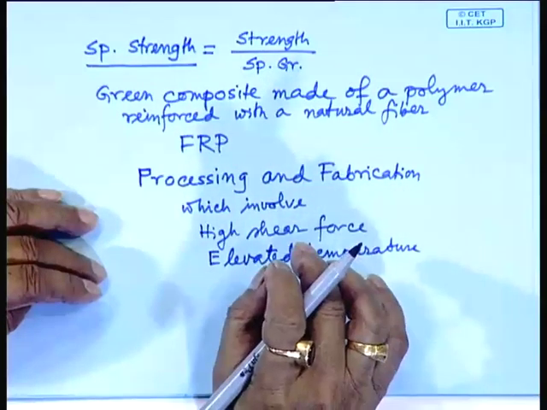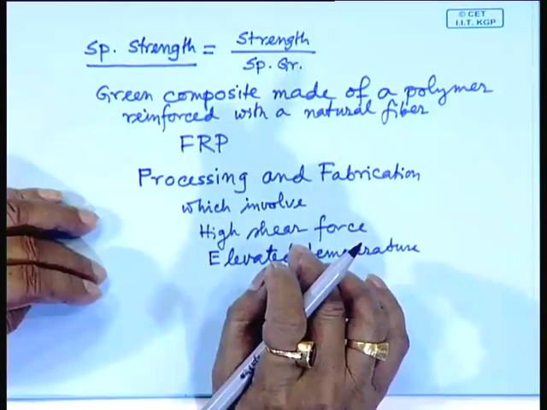You understand? So, those processing machineries are, say, an internal mixer or a polymer blender or a two-roll mill for making the polymer compound, or a polymer kneader. After the polymer compound is prepared, it is subjected to extrusion, injection molding, calendaring, compression molding, thermoforming. So, various processing techniques are there.